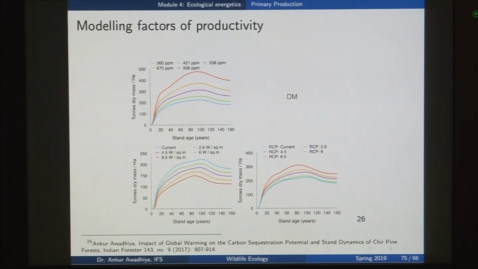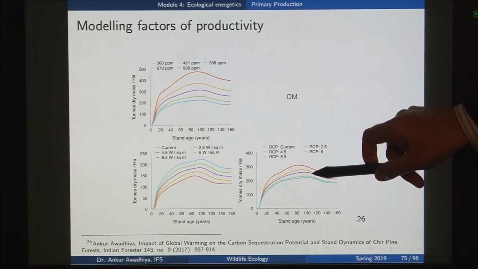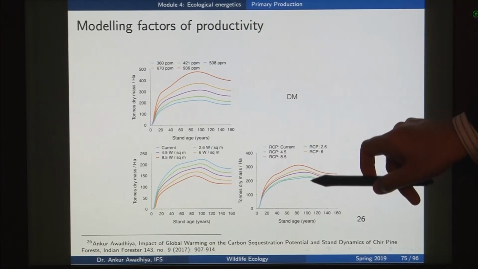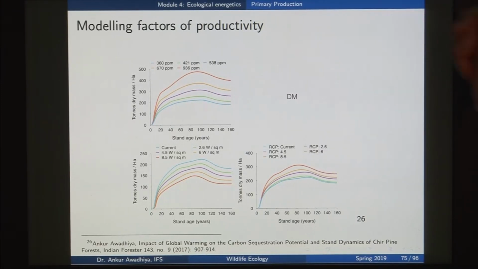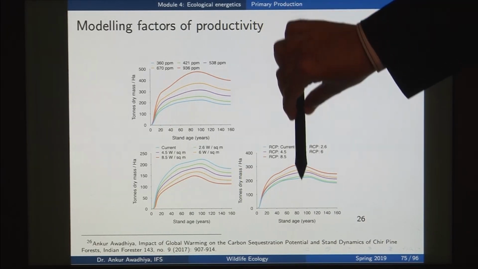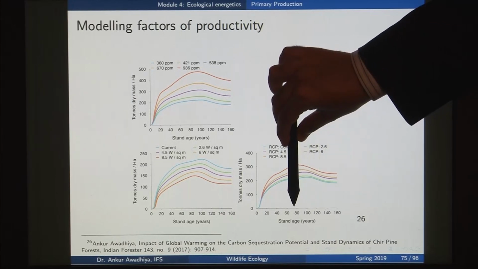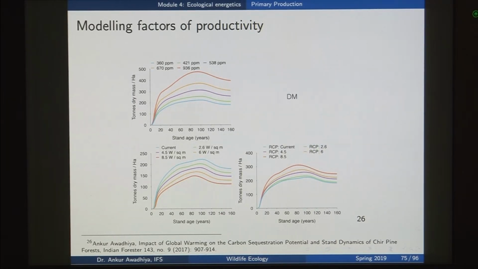Now, in this case we can observe that currently we should cut our forest at around 105 years, because that is the point where the amount of carbon sequestration has reached the maximum. With global warming that would reduce. This is a very significant finding. In place of 105 years, you will have to cut your trees at around 70 years. All these kinds of predictions can be made through modeling, because we are using all these equations of production and productivity.